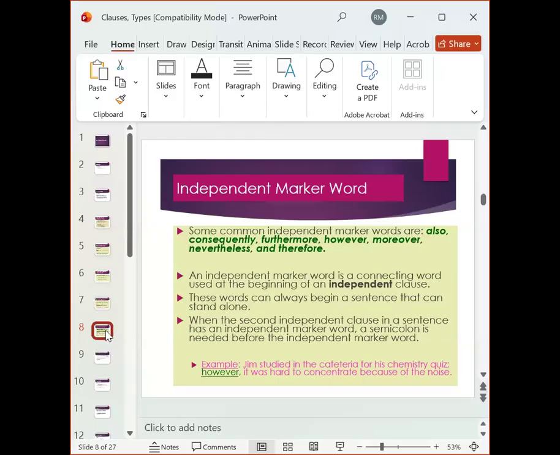Because for instance, if you are saying consequently, it means you have said something and you are saying that the consequence of that thing is what you're about to say. And what you're about to say must make a full, complete meaning. That's the whole point with these independent markers.